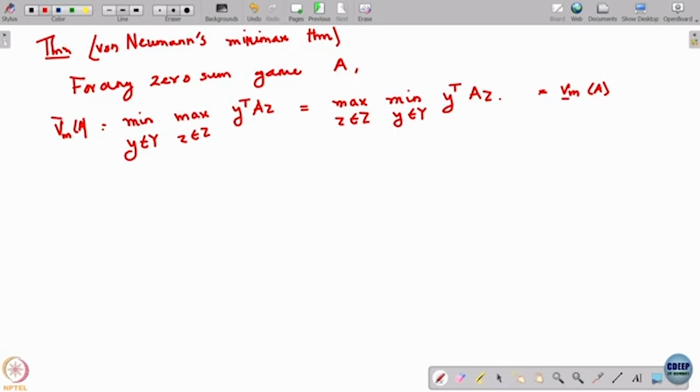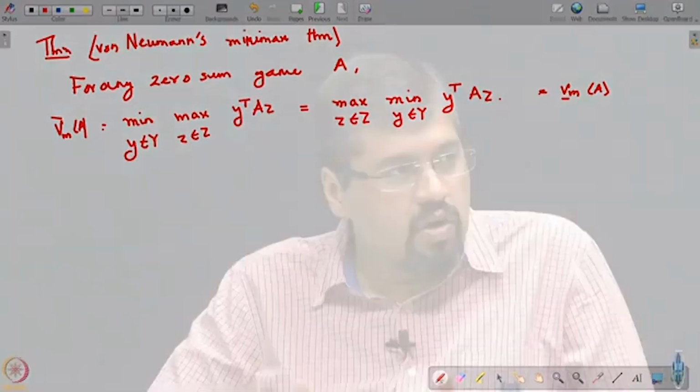Before I start with the proof, what is the claim? The claim is that the upper and lower values in mixed strategies are always equal for every game. And as a corollary, there is always a saddle point for any game, provided you extend the space to mixed strategies. In pure strategies, there need not be a saddle point, but in mixed strategies there would be.